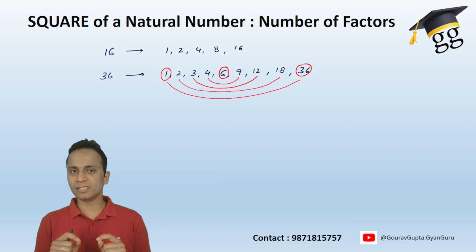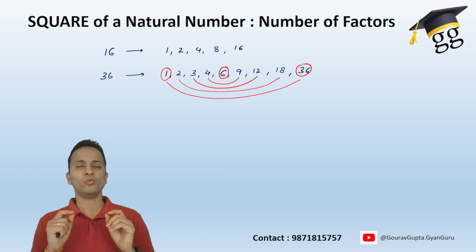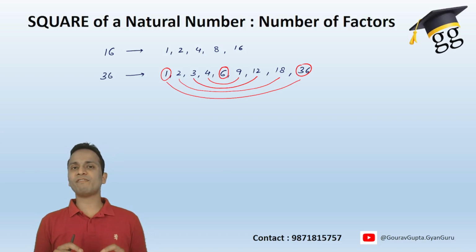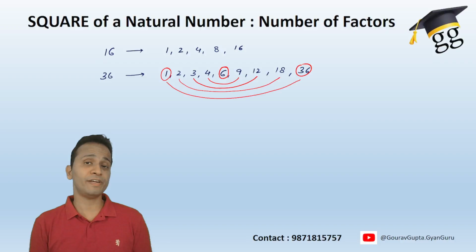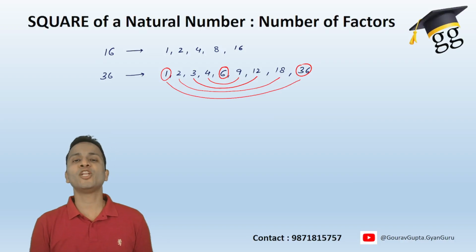And hence this property arises which says that the number of factors of every perfect square will be an odd number.